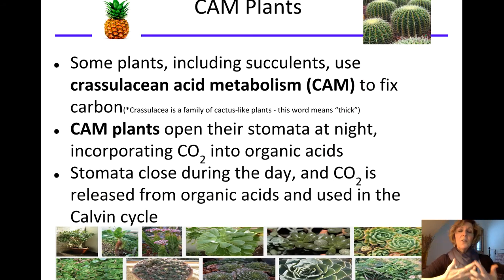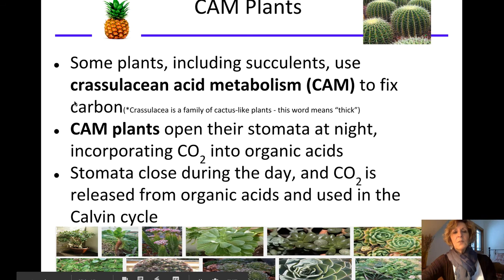There is another strategy that the plant can use in even hotter, drier environments than C4 plants, called CAM plants or CAM photosynthesis. This comes from crassulacean acid metabolism. The Crassulaceae is a family of cactus-like plants, and that's where it was first seen, so that's where we call it CAM.